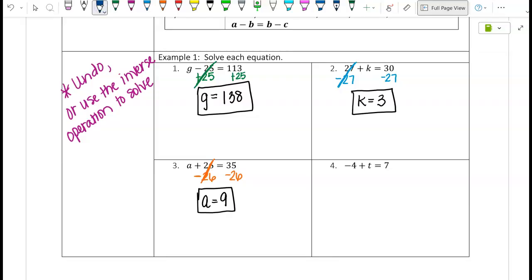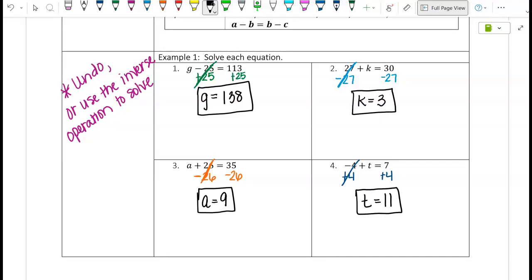Number 4, negative 4 plus t equals 7. What is the inverse operation of negative 4? Plus 4. And again, I have to make sure that is done to both sides. So t equals 11.